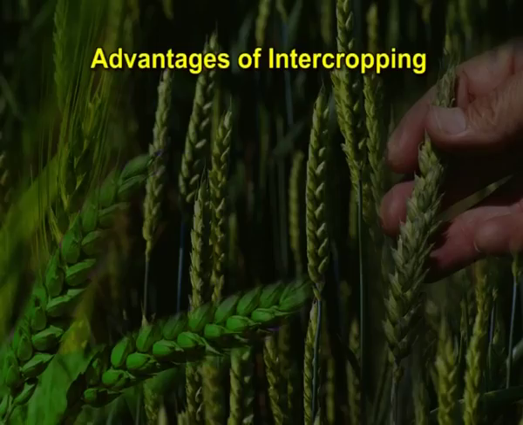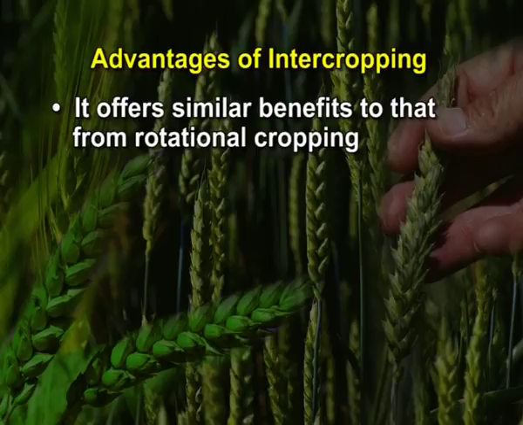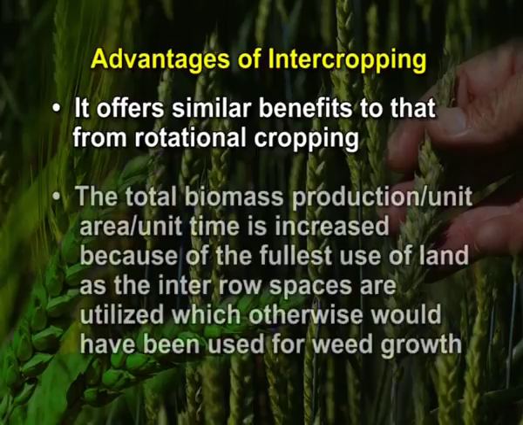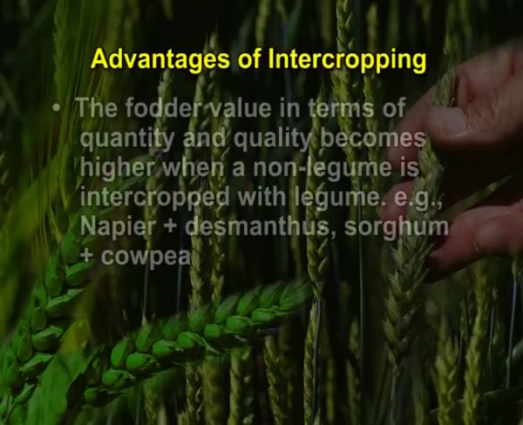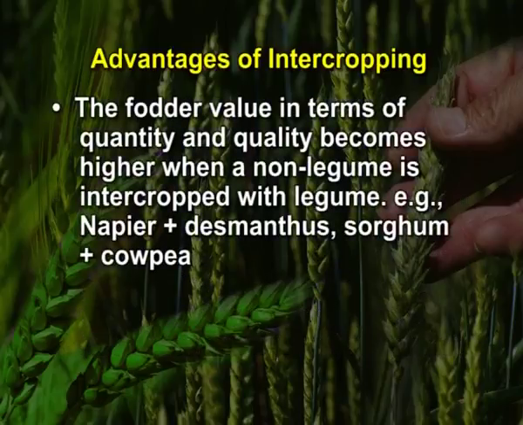Some prominent advantages of intercropping are: it offers similar benefits to that from rotational cropping. The total biomass production per unit area, unit time is increased because of the fullest use of land as the inter-row spaces are utilized, which otherwise would have been used for weed growth. The fodder value in terms of quantity and quality becomes higher when a non-legume is intercropped with a legume. Example, napier plus desmanthus, sorghum plus cowpea.